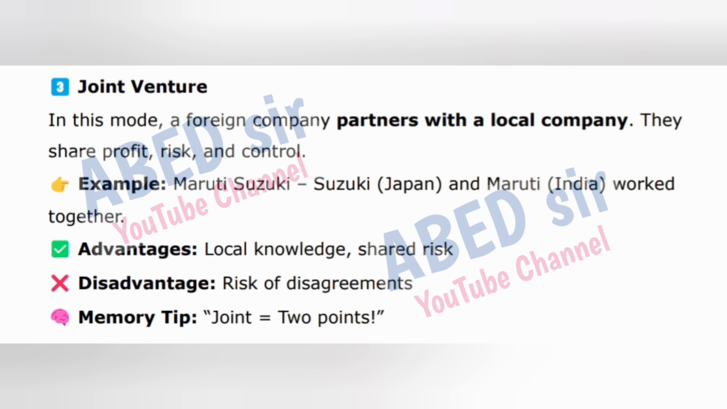3. Joint venture. In this mode, a foreign company partners with a local company. They share profit, risk, and control. Example, Maruti Suzuki: Suzuki, Japan, and Maruti, India worked together. Advantages: local knowledge, shared risk. Disadvantage: risk of disagreements. Memory tip: joint is equal to 2 points.